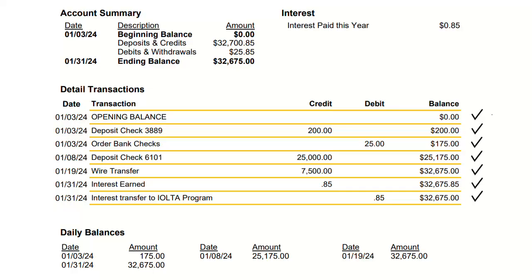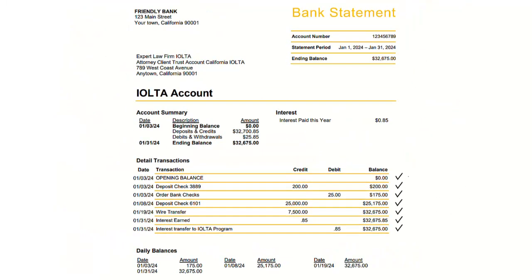In looking at the bank statement, why would we not want to rely on this document alone to try to create an account journal or individual ledgers? The information provided by the bank may not identify the client or the purpose of each transaction, so you will not have the information required by Rule 1.15 to record in your account journal or individual ledgers.